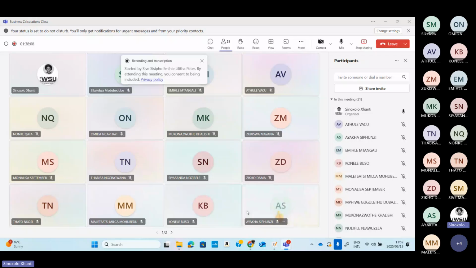Zukiswa is sorted. Ayaka Sipuns is sorted. Well, I can see that most of us are sorted. Try and actually do this. Atai is sorted. Nonge, try and do this question as a homework.